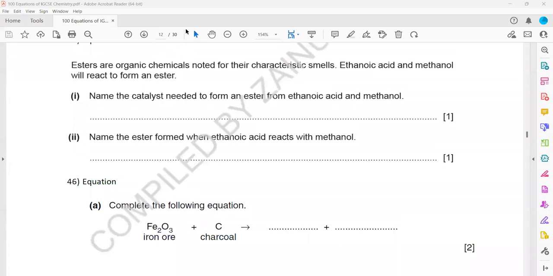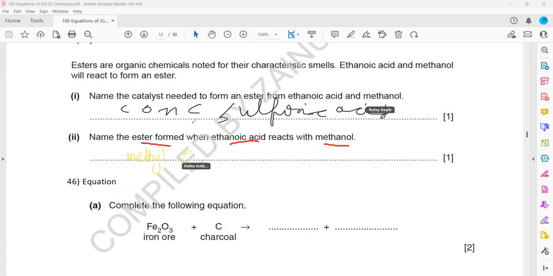Then: name a catalyst used for formation of ester. We use concentrated sulfuric acid. And name the ester formed when ethanoic acid reacts with methanol. What is the name of the ester? It will be methyl ethanoate. And the next one is a reaction: complete the following reaction.